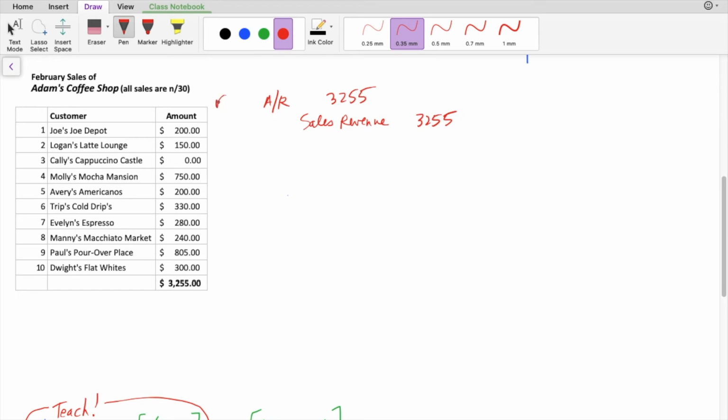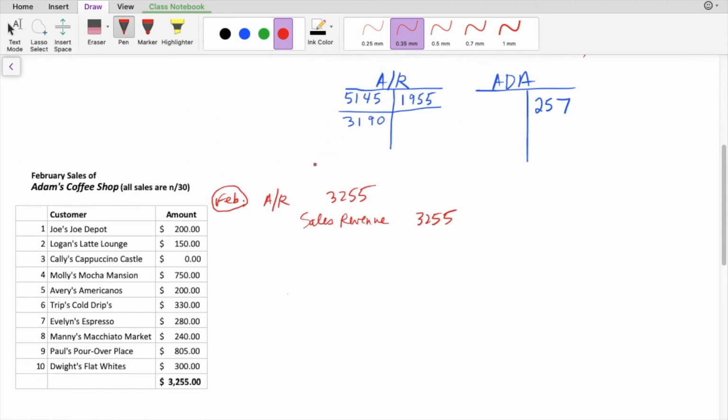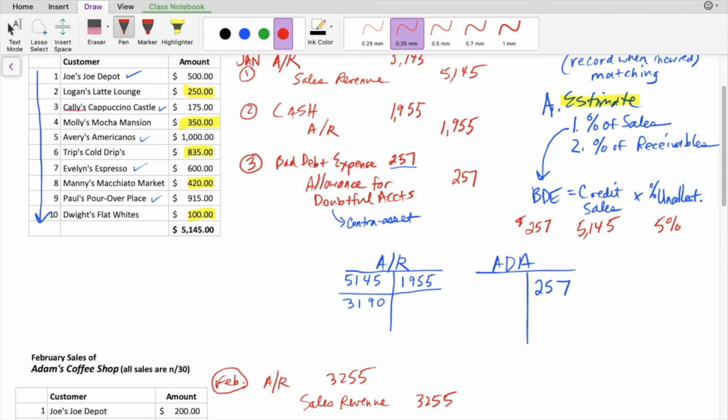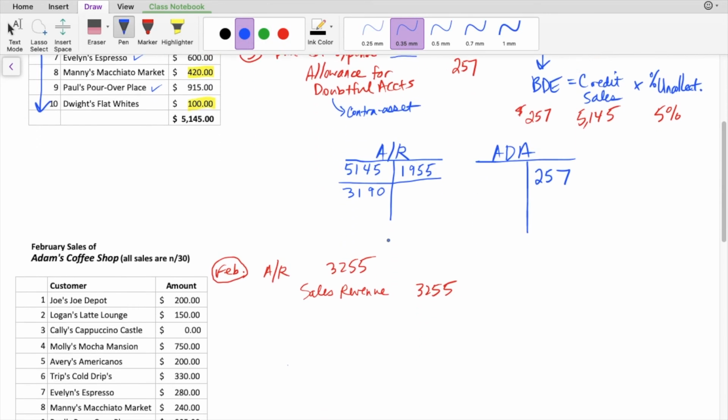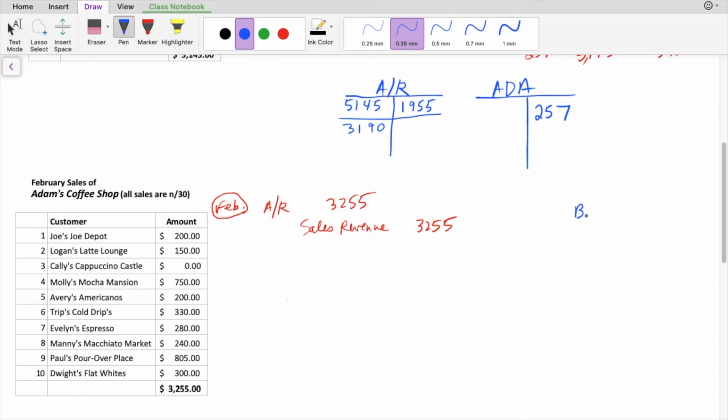And now I determine sometime in February, I have identified a customer that is not going to pay me. So I have step number 2. We said first step, letter A there, estimate. The second step, we're going to say B, is to write off. I'm going to highlight it like the other one. Write off.